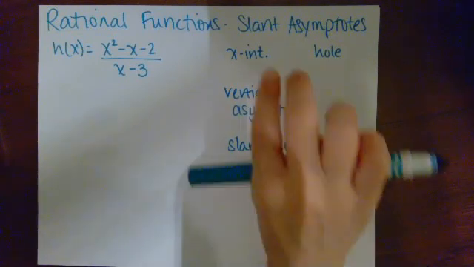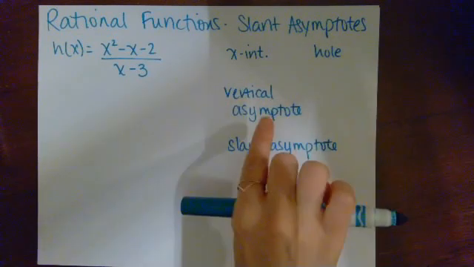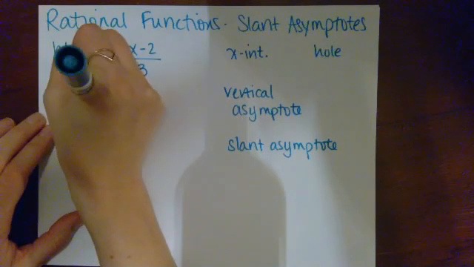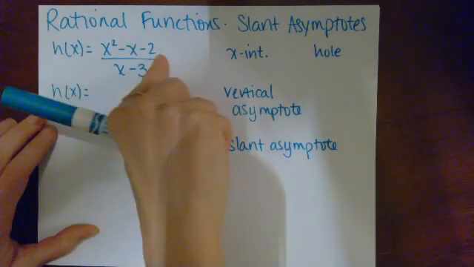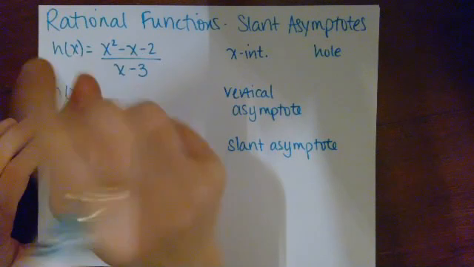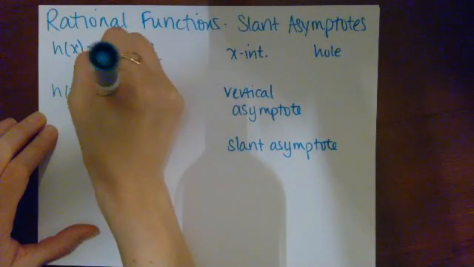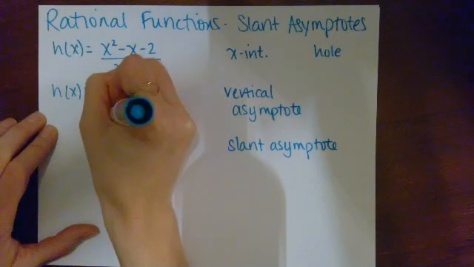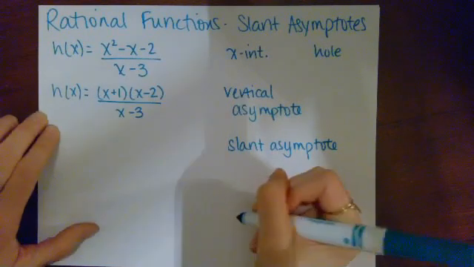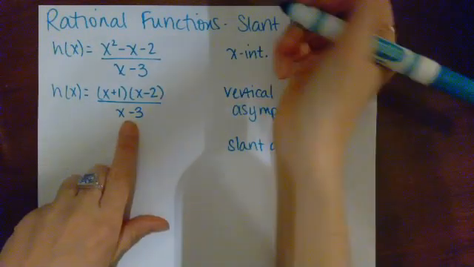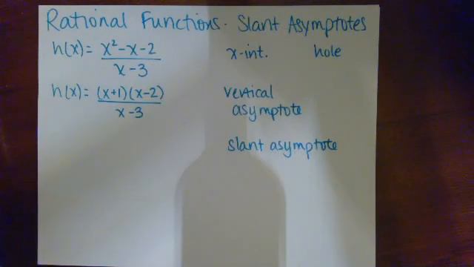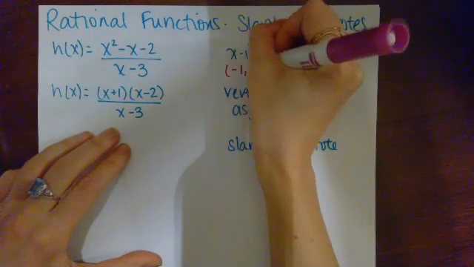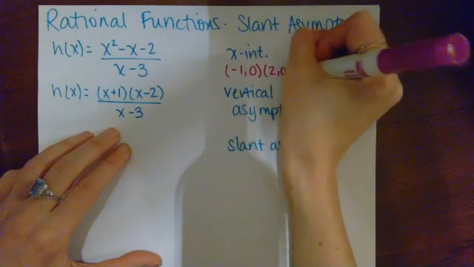Before we get into the slant asymptote, let's go back to x-intercepts, holes, and vertical asymptotes. And the way we find those is by rewriting our function in factored form. So the numerator here multiplies to -2 and adds to -1. So the factors are x plus 1 and x minus 2. And the denominator is already factored as x minus 3. And that means we're going to have x-intercepts at (-1, 0) and (2, 0).